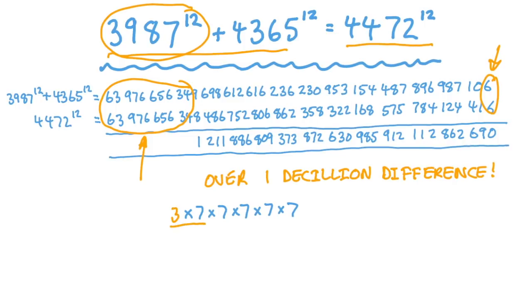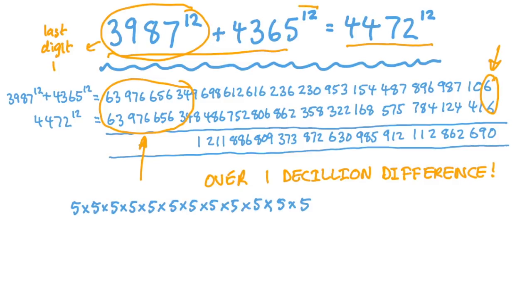3 times 7 has a last digit of 1. 1 times 7 has a last digit of 7. 7 times 7 has a last digit of 9. 9 times 7 has a last digit of 3. And 3 times 7 has a last digit of 1. And for the next number, we're going to get the last digit by multiplying 12 fives together. Now obviously 5 times 5 is 25, which has a last digit of 5, and we're going to go through using the same pattern. This is going to end in a 5.